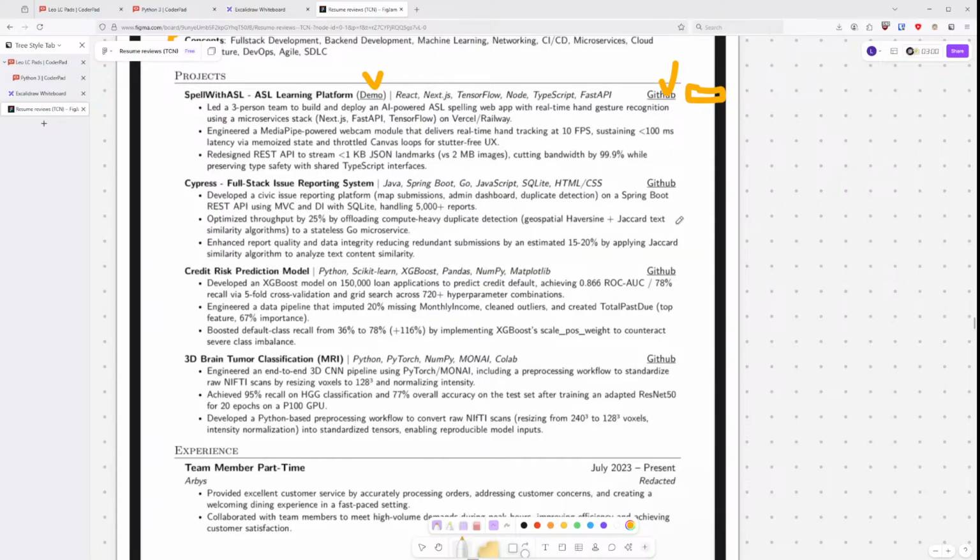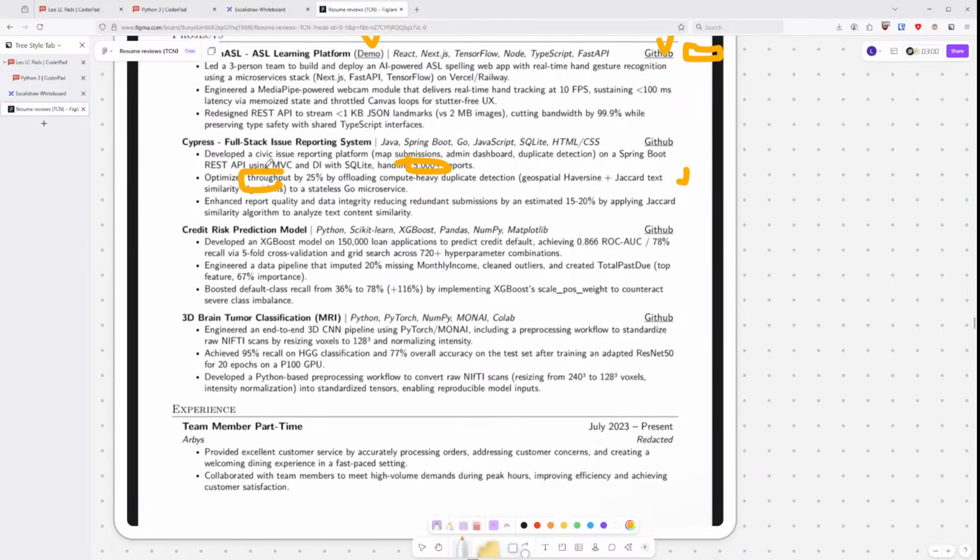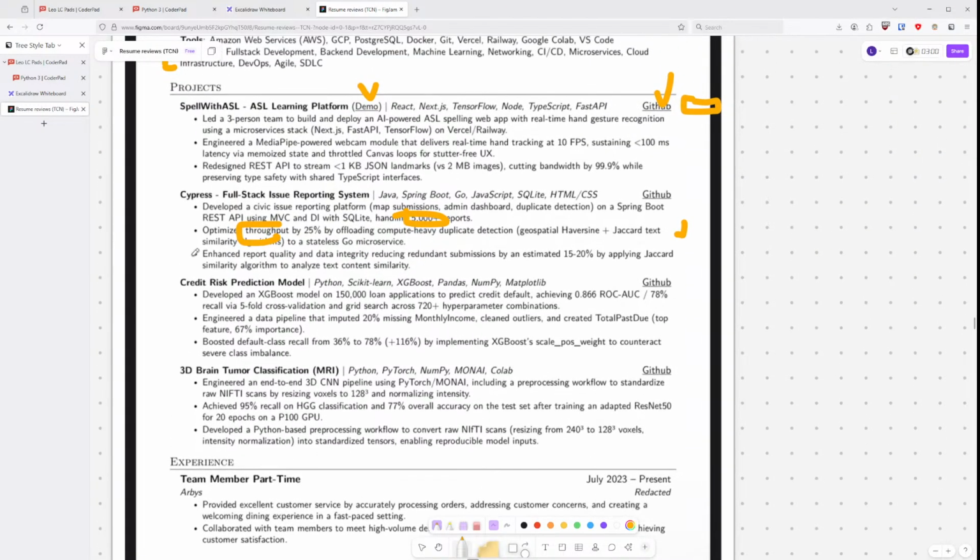I won't be picky, but if I were to be picky, throughput on 5,000 reports doesn't exist. So that's not the right adjective or verb. Optimize. Enhanced report quality, data to report quality and data to reduce. Okay, okay. This is similar to this one, no?